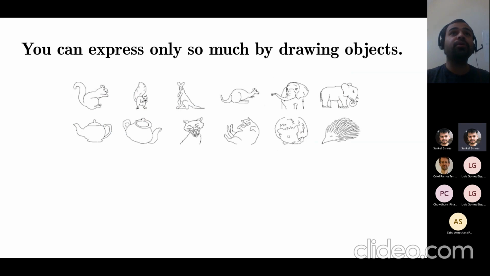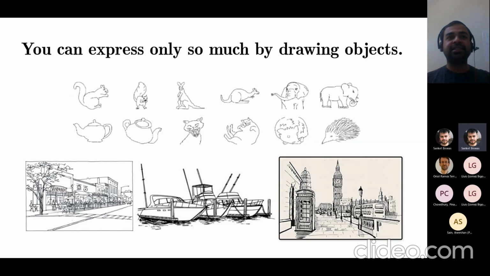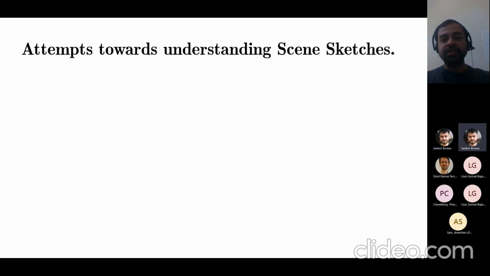But the problem is you can only express so much by drawing objects, and there is this huge modality remaining out there, which is scene sketches. And my research is mostly focused on decoding this information in scene level sketches. Now there have been some significant attempts at understanding scene sketches, but one of the basic challenges, before you even attempt understanding scene level sketches with data driven machine learning techniques, is that you need to get a dataset first.